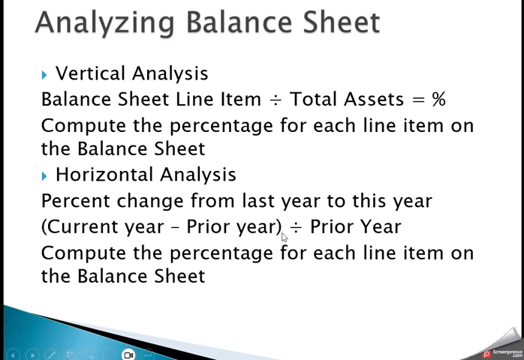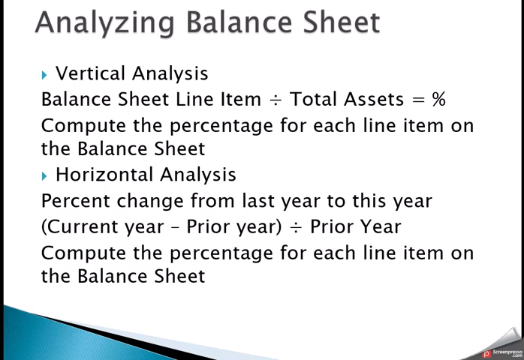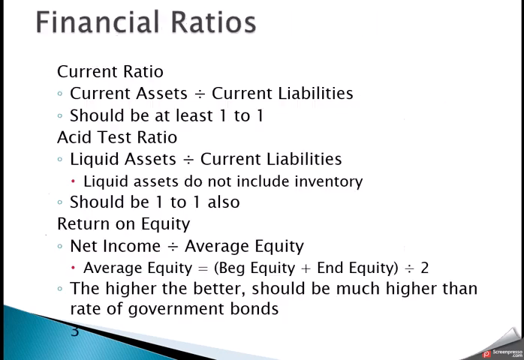The horizontal goes from left to right. So we always calculate what is our change from last year to this year. And then we divide it by last year or the prior year, and that too will be a percent. So I don't think I put an example in there, but again, look back to your book because your book will have a nice table that's set up like that.